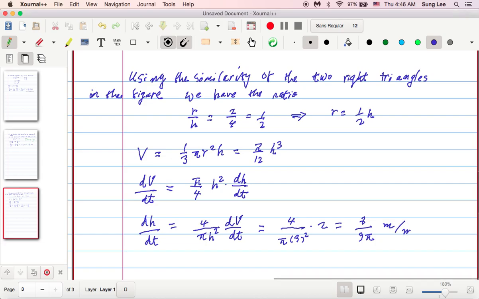8 over 9 pi meters per minute. That's how fast the depth of water in the water tank is rising. Numerically, this is approximated to 0.28, so approximately 0.28 meter per minute. That's the final answer.